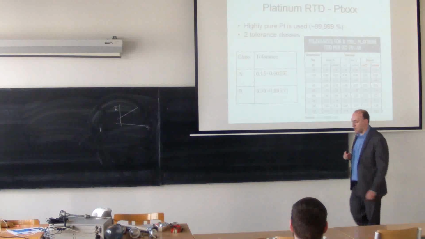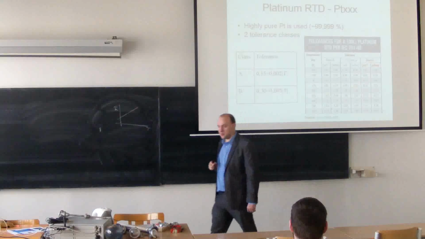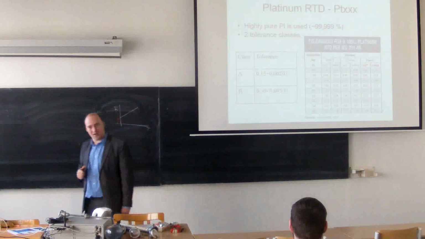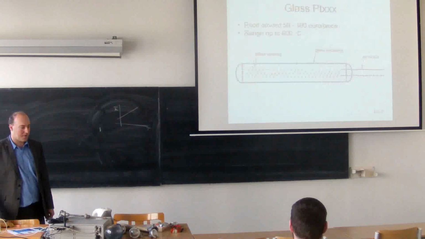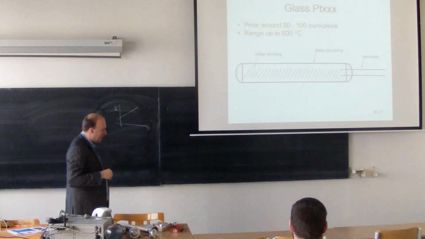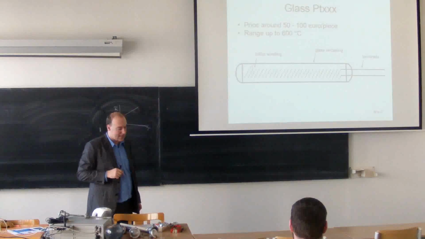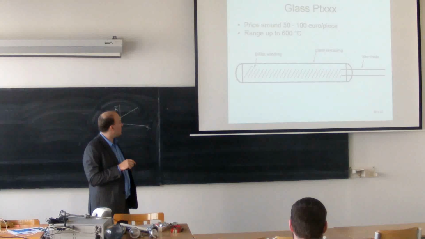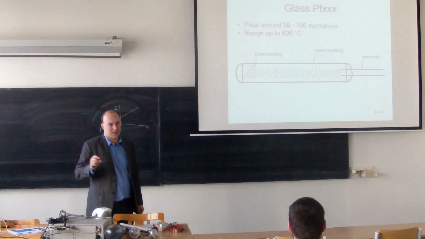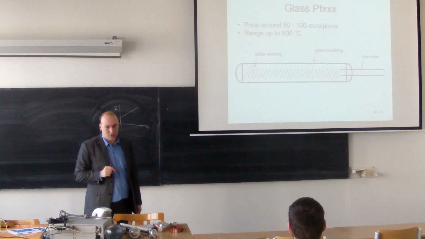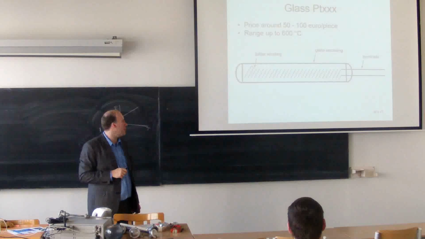So the PT100 sensor is a very precise sensor. It's also a very expensive sensor. The one that we will use in the lab class is approximately between 50 and 100 euros for a piece of sensor. So the one that we have here is the price.